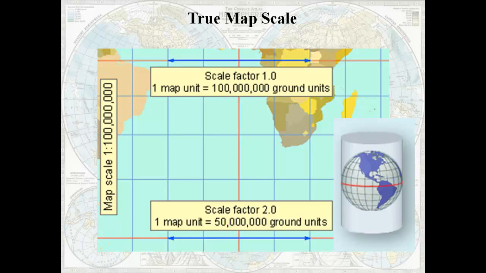So there's a lot of distortion in there, and if you try to measure something on a map away from where that scale factor is 1 at the standard parallel, you're going to be getting incorrect numbers.